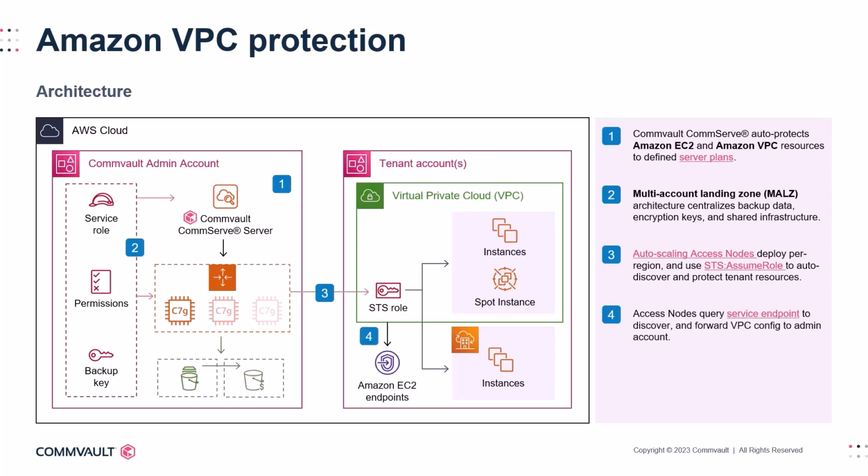The nodes query a service endpoint to discover and forward VPC configuration to the admin account. And then we collect the data and drop it into an S3 bucket and then reverse that process for the restore. Let's now take a look at this in a demonstration.